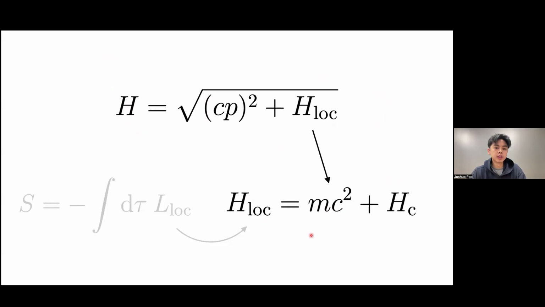where H local is just a combination of the rest energy and the clock Hamiltonian. And this arises because the action is given by this expression where L local is the Lagrangian of the local clock degree of freedom, and the Legendre transform is just H local. So the proper time evolution of the clock proceeds as if the rest mass is replaced by the total energy, which includes H_C.